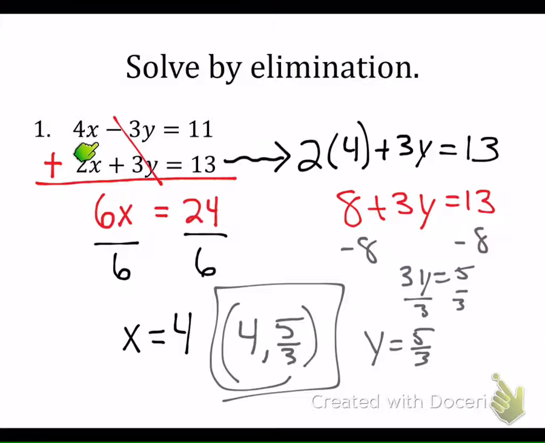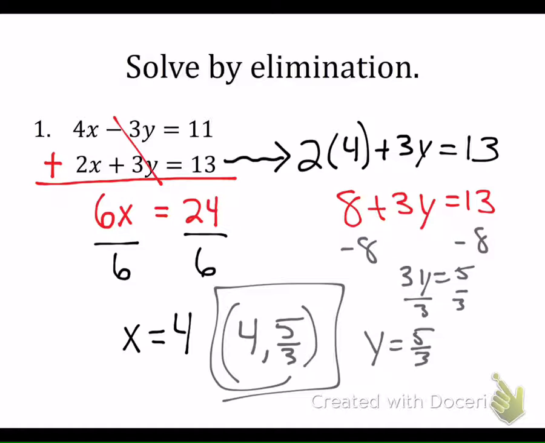When I plug it in here, I get 16 minus, the 3's would cancel out, right? 16 minus 5, is that 11? It is. When I plug it in here, I'd have 8 plus, the 3's would go away again. 8 plus 5, is 8 plus 5 13? Yeah, so this does check out.